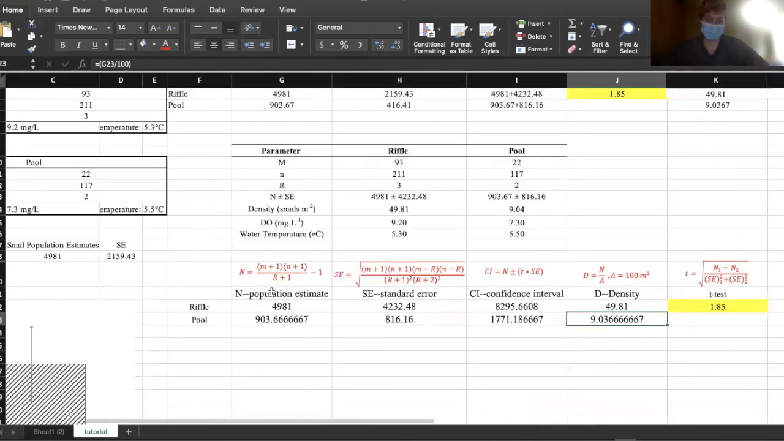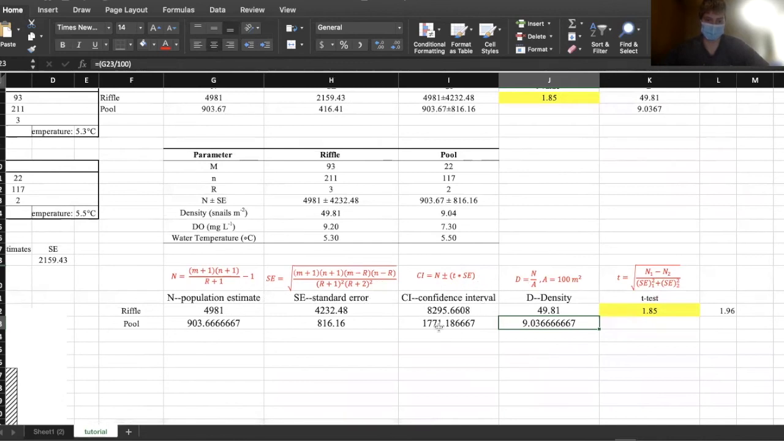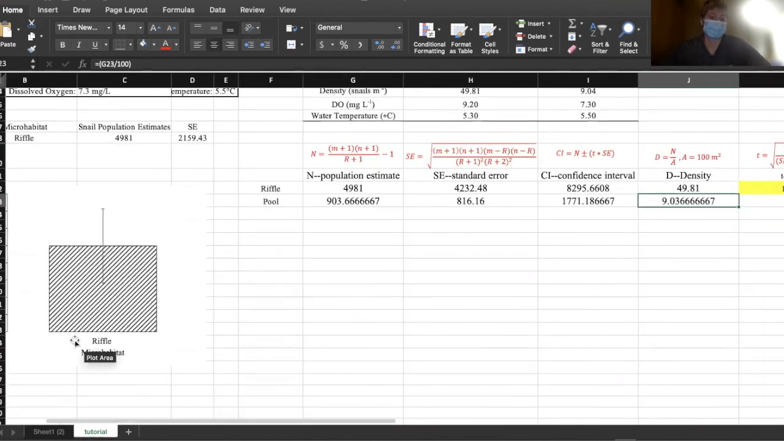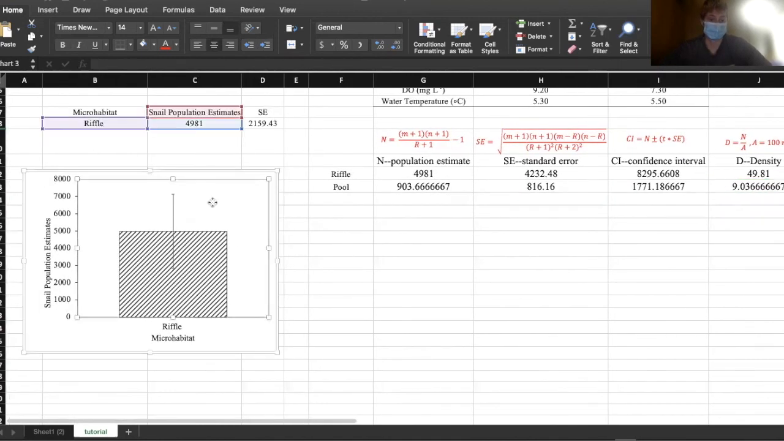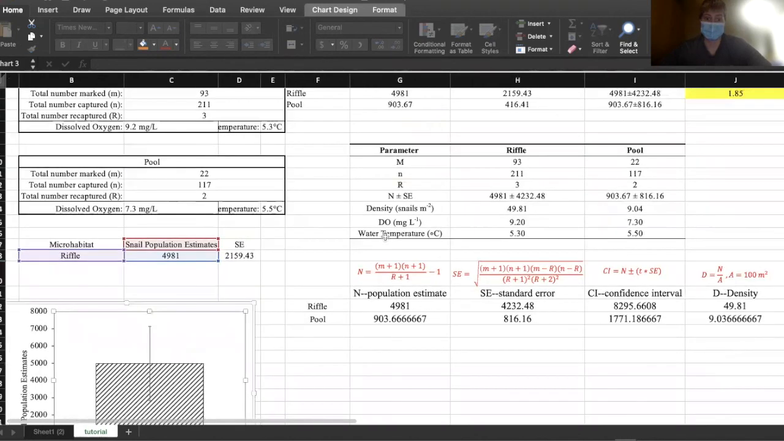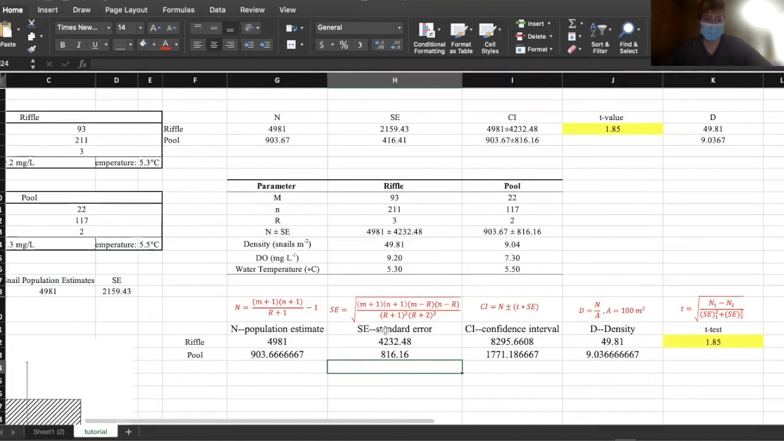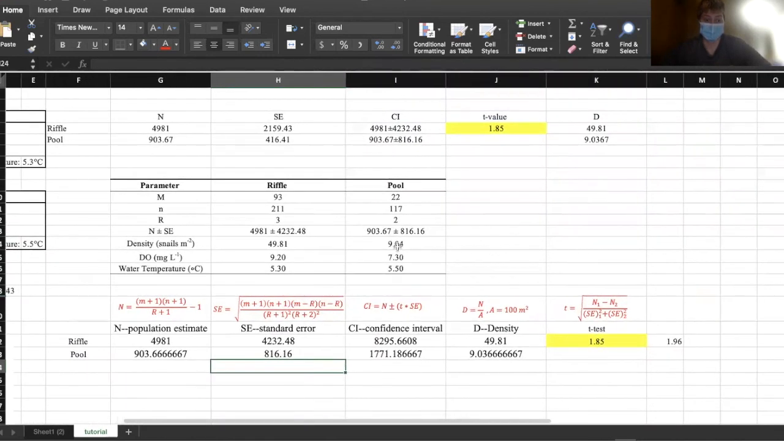So this is your stats table. Most of the information that you just did is going to go in one of your tables. And then you're going to have to make a bar graph with your population estimates and your standard errors. Your population estimates are going to be your bars, and make sure you include your standard errors. And then that's it. I included an outline for your Mark-Recapture report.